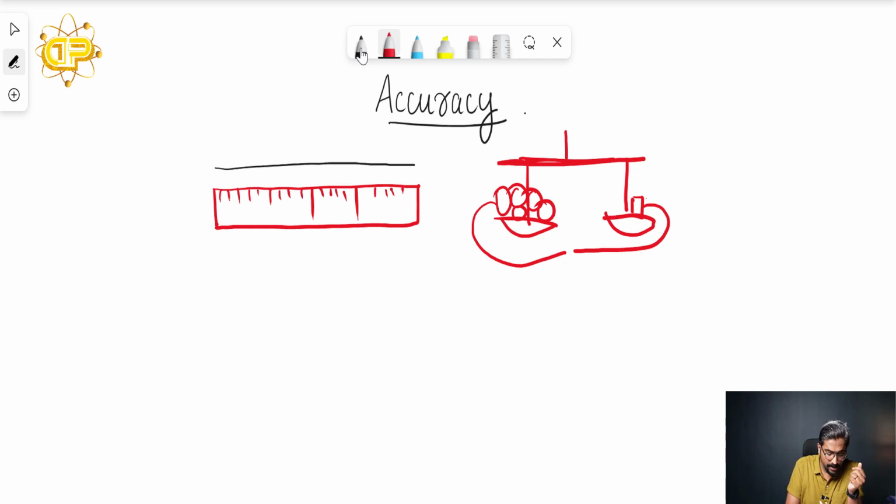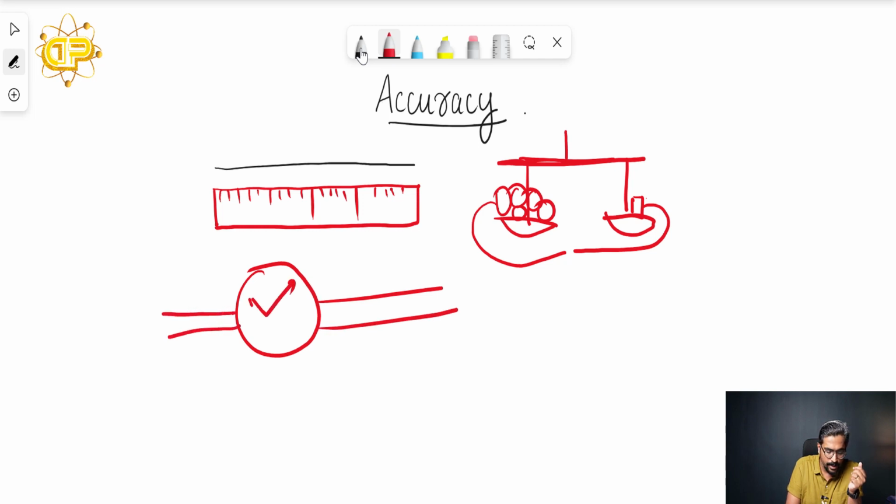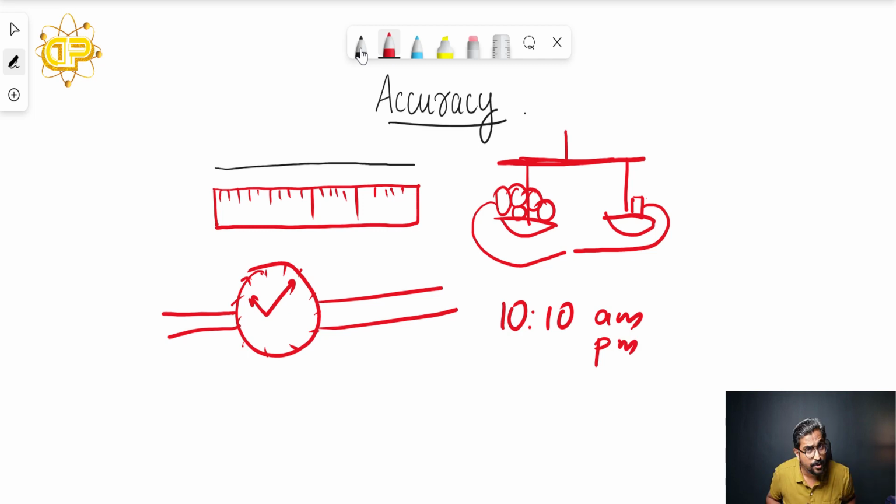And if you want to measure some time period, then you will have a watch in your hand with certain timings marked on it, and you will see the time and say the time is 10:10 right now. If it is morning, then it's AM. If it is evening or night time, then it's PM. So you all know these basic things.